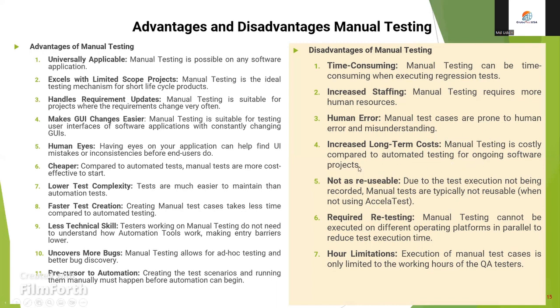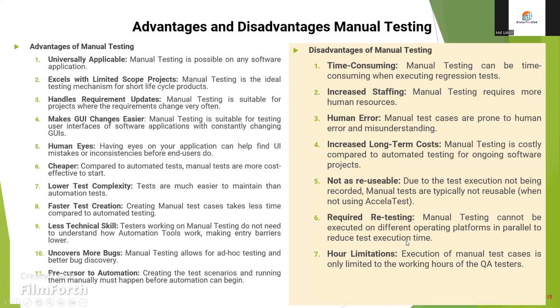Manual testing also increases long-term cost, meaning manual testing time is costly compared to automated testing on an ongoing software project, because even though you don't have work, you'll be there, right? It's not reusable. Manual testing is also hard to reuse because every step you need to execute takes time. Whereas a script can be reused very easily once you have developed it. But developing the script also involves some cost and time, right?